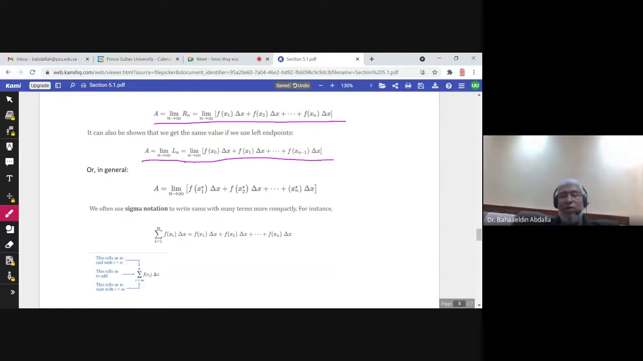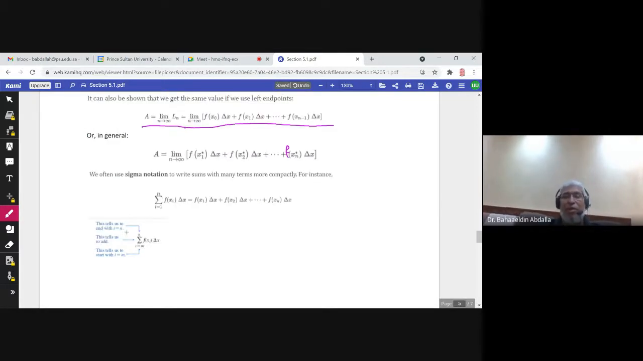Or in general, you can take the midpoint or any number in the middle between x0 and x1. Let us say x1 star. So A would be, in general, the limit of these sums, f of x1 star delta x plus up to f of xn star times delta x.